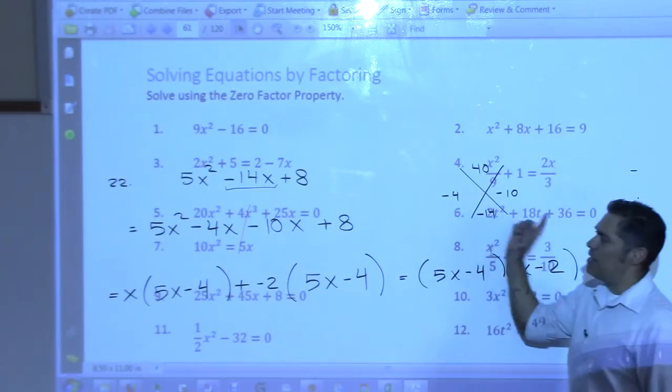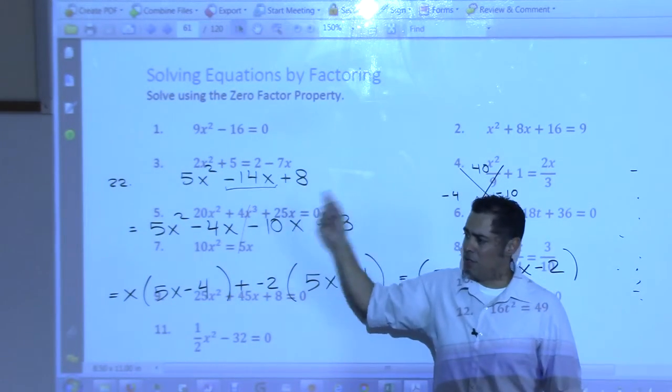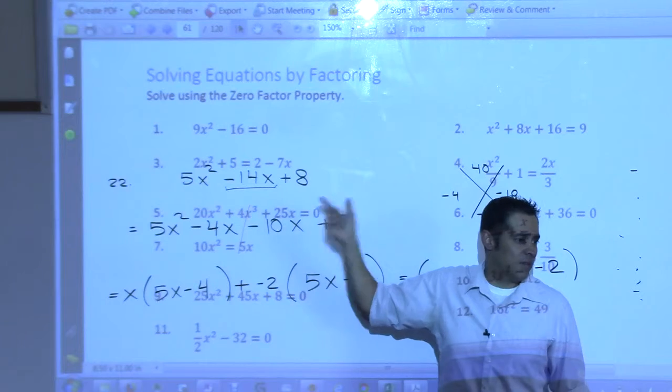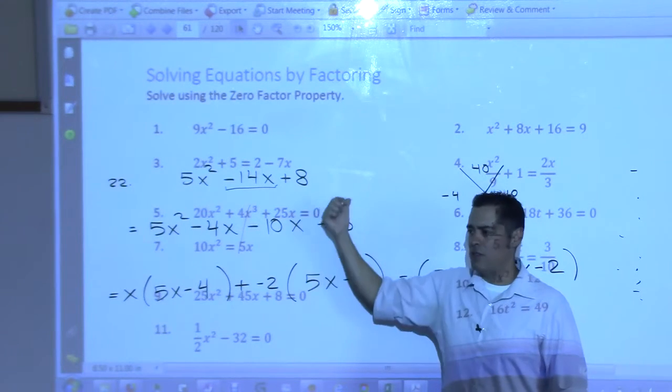So when we get to this, it'll be impossible for you to do the next section if you can't factor. You have to be able to factor to do this.